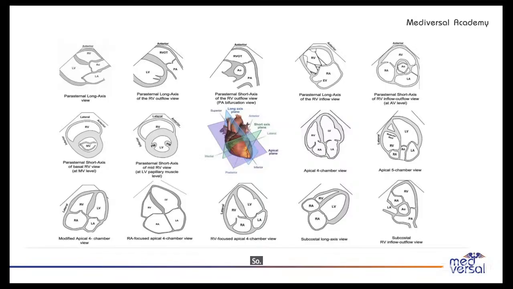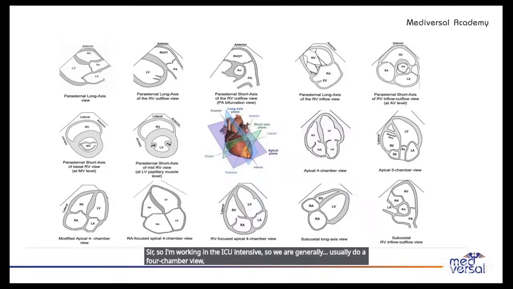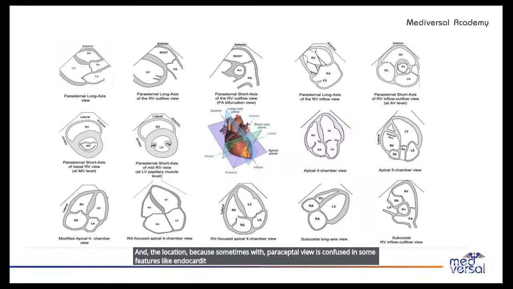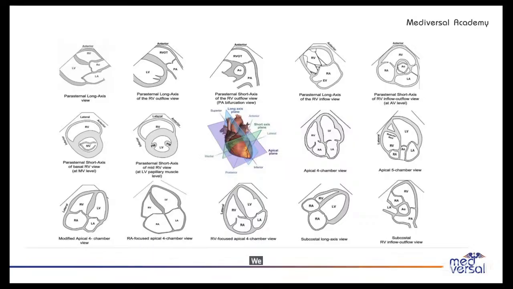I'm working in the ICU as an intensivist. We usually do a four chamber view, very common, just to screen heart function initially before the cardiologist comes. Can you give some detail about the other views, how to conduct them and their location? The parasternal view is confusing in features like endocarditis and pericardial effusion. We can't understand the septal view properly; we only understand the four chamber view.